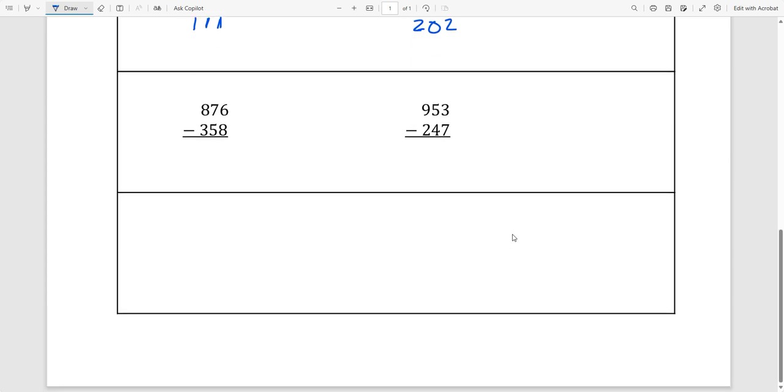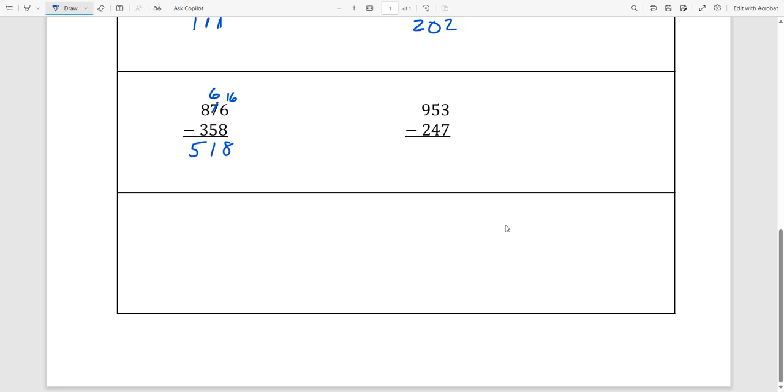And moving right along. So we have 876 minus 358. And so we have 6 minus 8. Can't do that. So we'll borrow 10 from the 7 here, making that 16. 16 minus 8 is 8. And then 6 minus 5 is 1. And then 8 minus 3 is 5. So we have 518 here.